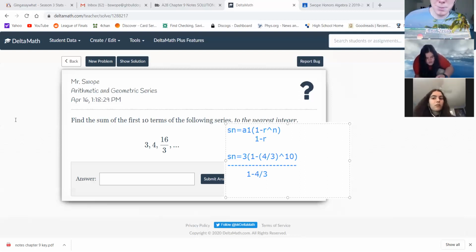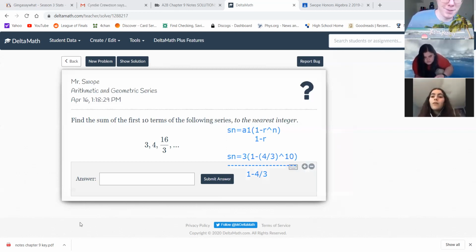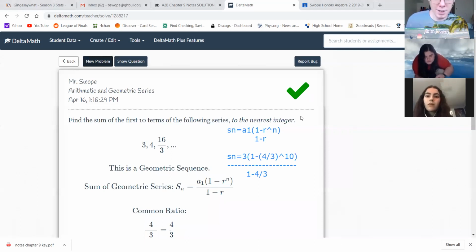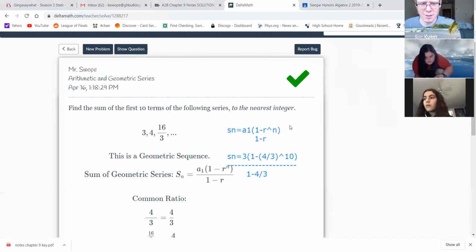Oops, computer's about to die. And I got about 150.819, and it says round to the nearest integer, so it'd be 151. Let's see if I screwed up or not. Yep. So just make sure you round to the nearest integer, like the nearest number.